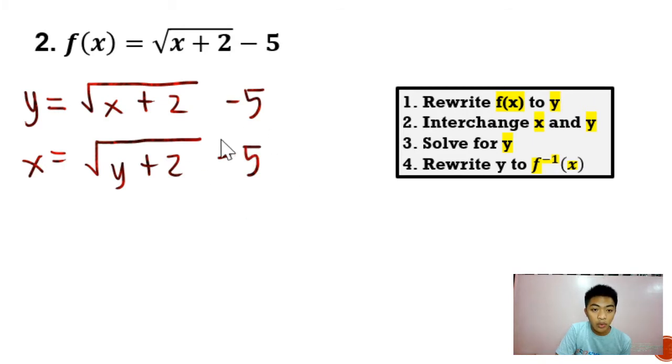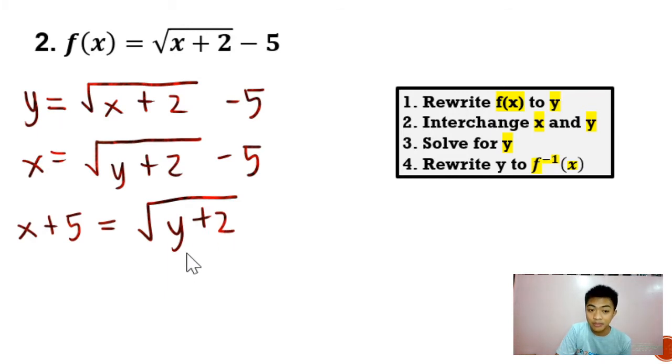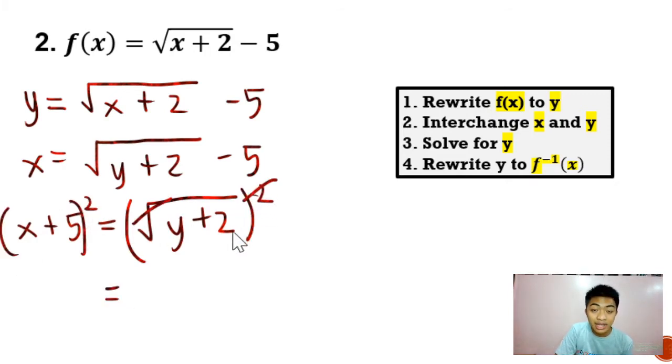So we are going to move negative 5 to the other side. So that will become plus 5. Matitira sa kabila, ang square root of y plus 2. And then we need to bring out y here. But how are we going to eliminate the square root sign? Para mawala yun, we are going to square both sides. Para mag-cancel out yon. At yung matitira na lang dito ay y plus 2.